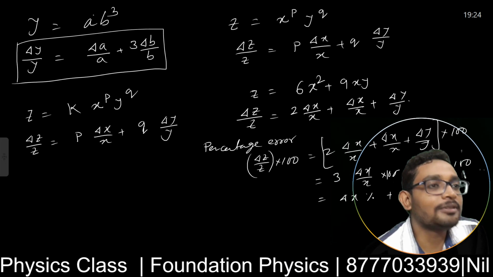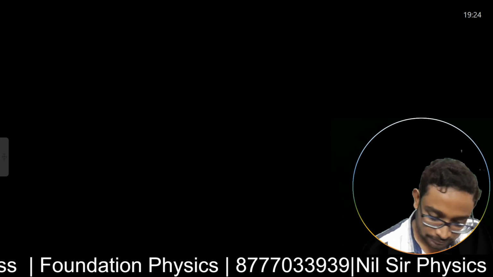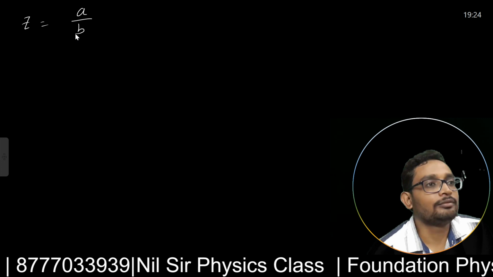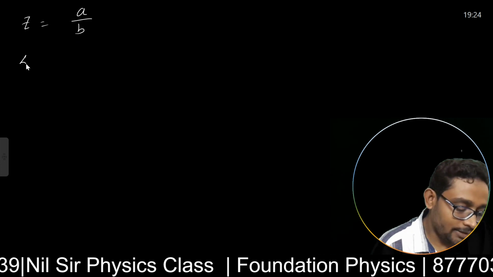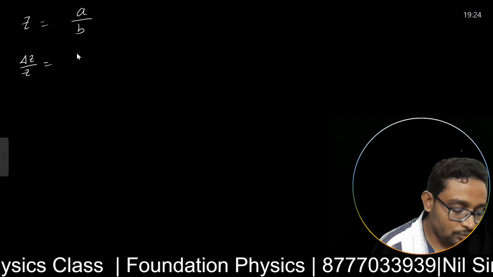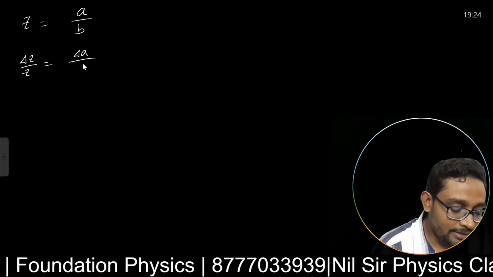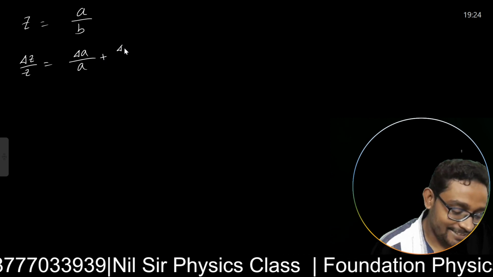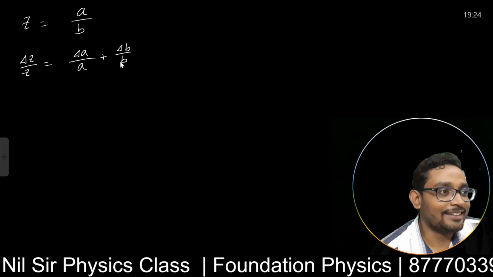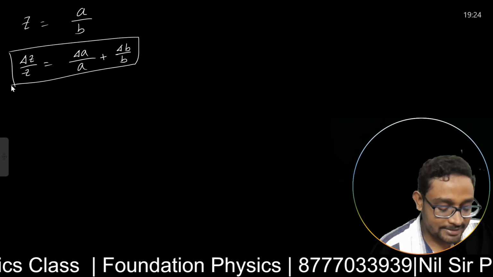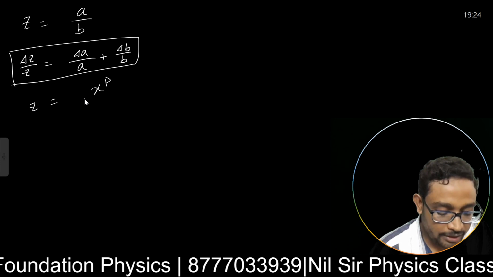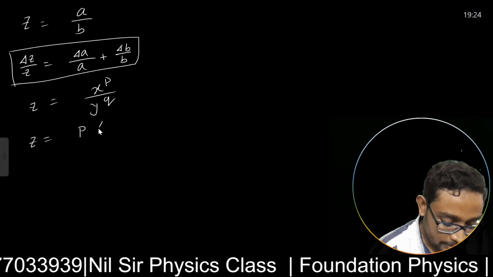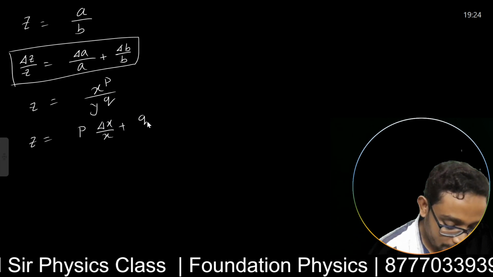Multiplication. What about division? For example, z equals a divided by b. What happens then? Delta z by z equals delta a by a plus delta b by b. Error is always added. Similarly, if z equals x to the power p divided by y to the power q, then delta z by z equals p delta x by x plus q delta y by y.